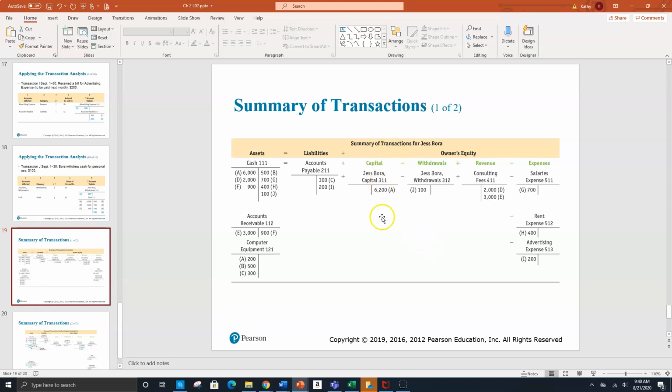So notice, the normal balance of the capital account is a credit, and that's where we have our balance here. The normal balance of a withdrawal account is a debit. So that's where our balance is. So unless there's unusual activity, generally that should be your normal balance of the account. Revenues, the normal balance should be a credit. Expenses, the normal balance is a debit. So all these are debits.